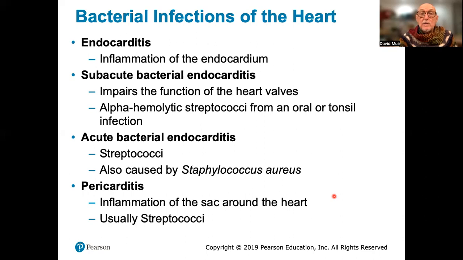So acute bacterial endocarditis is where we have actual damage. Subacute is where we have colonization. Acute bacterial endocarditis is where we have actual damage to the heart valves, and that may be permanent. And so rheumatic fever, in the old days, prior to antibiotics and vaccines, was a common cause of heart damage in children.